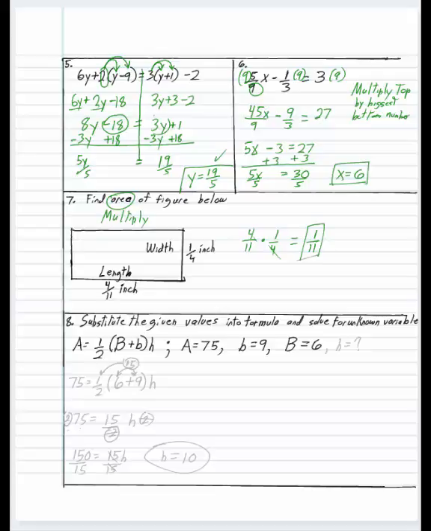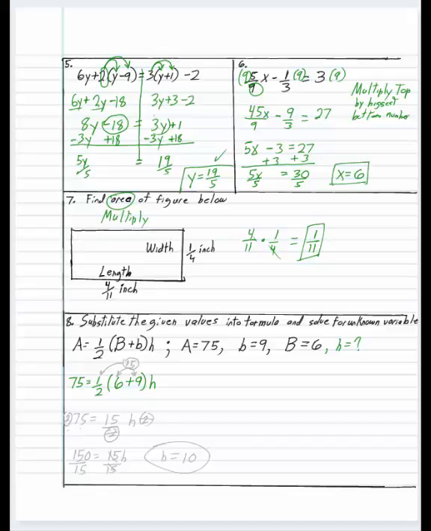Number 8, we would like to substitute the given values and solve for the unknown. Let's start by plugging in everything we know. First, I know that A is equal to 75. Half is half. Big B is 6. Little b is 9. And h, we don't know that yet. So we're going to look for h.